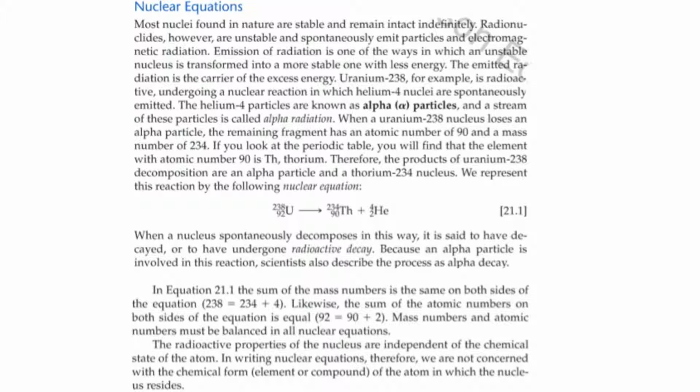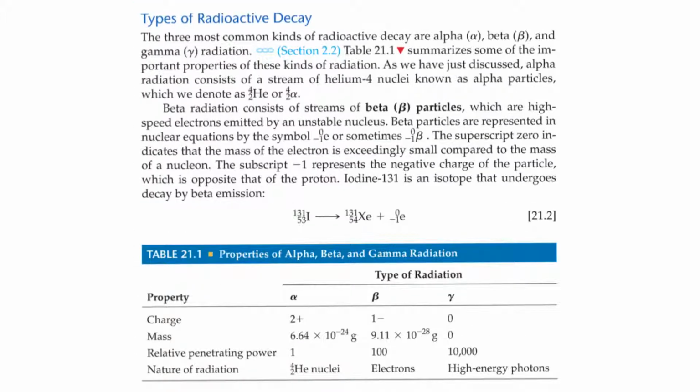In equation 21.1, the sum of the mass numbers is the same on both sides of the equation. Likewise, the sum of the atomic numbers on both sides of the equation is equal. Mass numbers and atomic numbers must be balanced in all nuclear equations. The radioactive properties of the nucleus are independent of the chemical state of the atom. In writing nuclear equations, therefore, we're not concerned with the chemical form, element or compound, of the atom in which the nucleus resides. Types of radioactive decay.